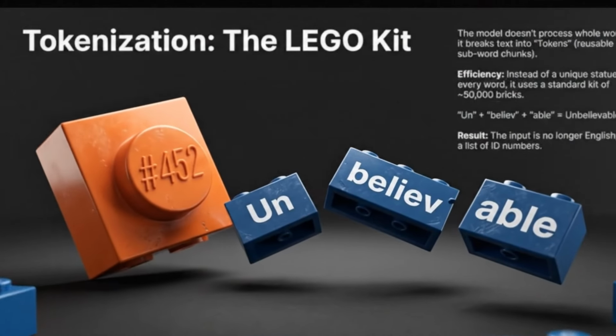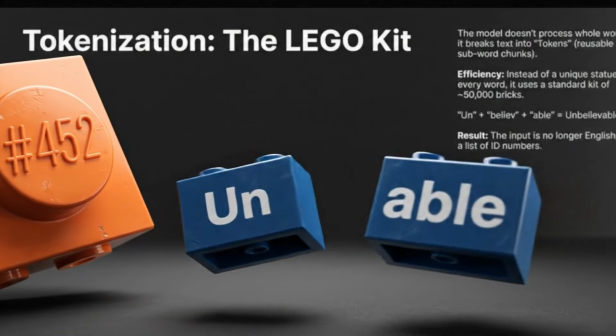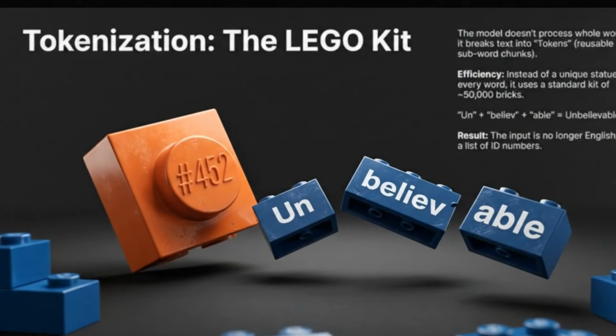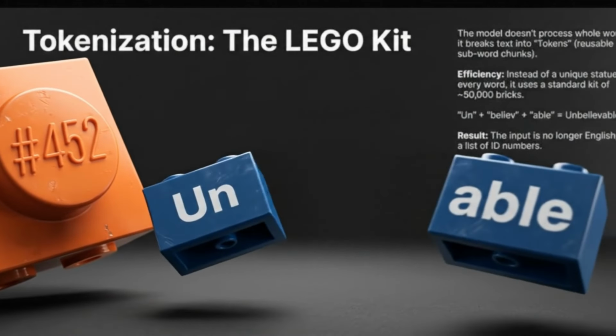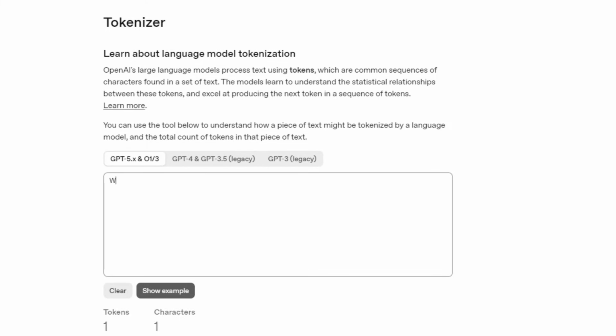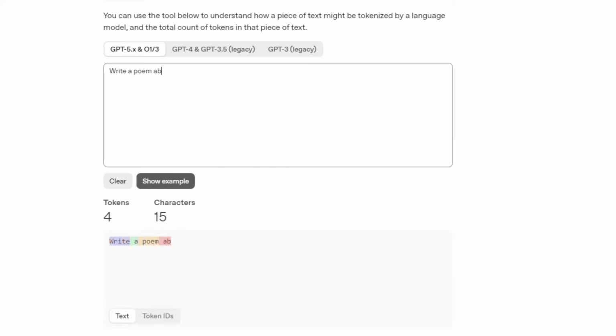Exactly. Take a word like unbelievable. To the model, that isn't one giant piece. It's probably three Lego bricks snapped together: un, believe, and able. That makes perfect sense, because un is a brick you can use for unfair or undo. Able works for capable. Precisely. This is done by algorithms like byte pair encoding, or BPE. They've analyzed basically all human text and found the most efficient set of, say, 50,000 bricks to build almost any word. So my prompt, write a poem about a robot, just gets shattered into these token IDs. Yep, a list of numbers.